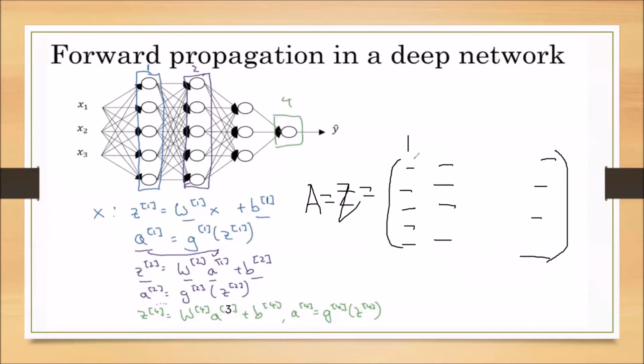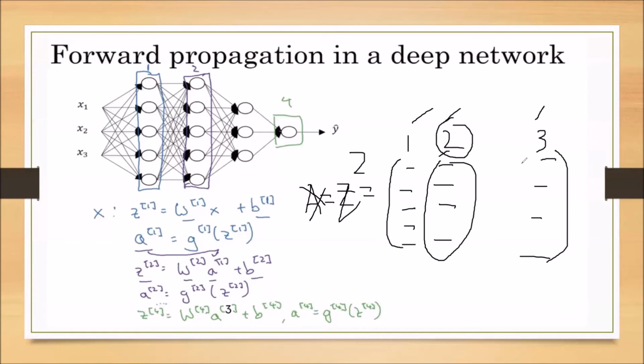Every time you have to remember this point. The columns are indicating the training samples. If I take the second column, it is giving the second training sample's activation unit output when I am dealing with capital A. When I am dealing with capital Z, it is giving the second training sample's Z values for the first activation layer.